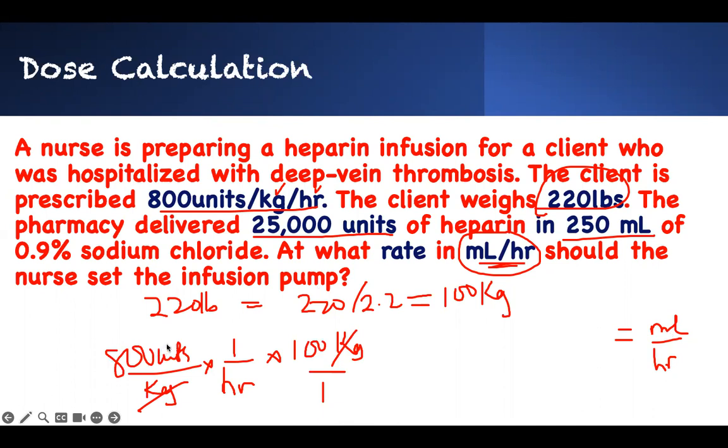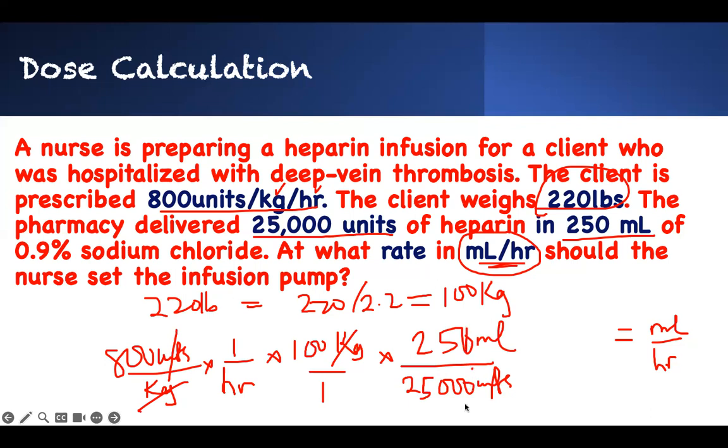I have a unit here. I got to cancel the unit. So the unit will be down. That's what it means. That's why I told you, you got to flip it back depending on what you have. So if I have 25,000 units and I have unit already here, I will put the 25,000 down here. And then my ml has to be on top because my answer has to be ml on top. And then you're done. Unit, cancel unit.